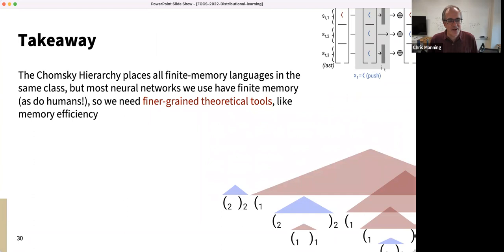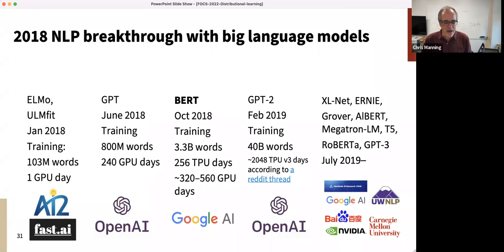The Chomsky hierarchy places all finite memory languages in the same class, but neural networks and human brains are finite. So it seems like we really need some finer grained theoretical tools, like memory efficiency, to have interesting models of what things can and can't be processed with the kind of models we build. But I then wanna leap ahead.